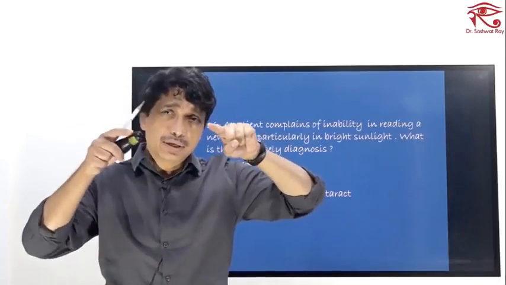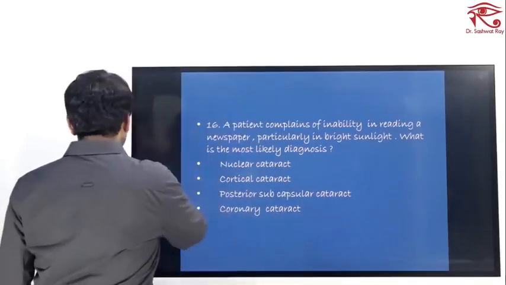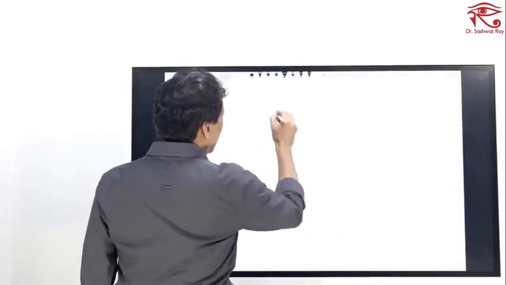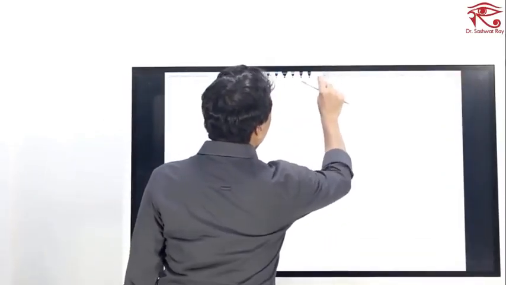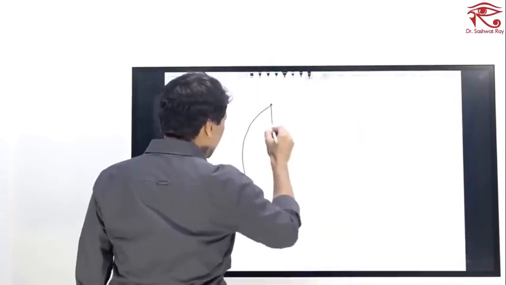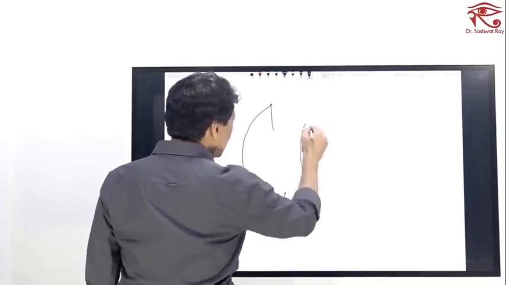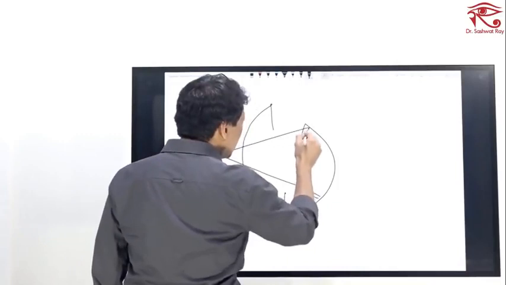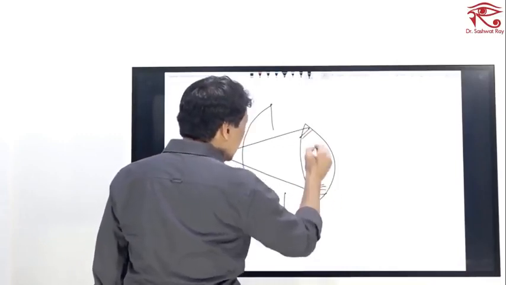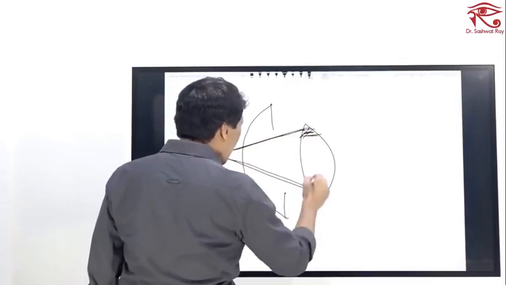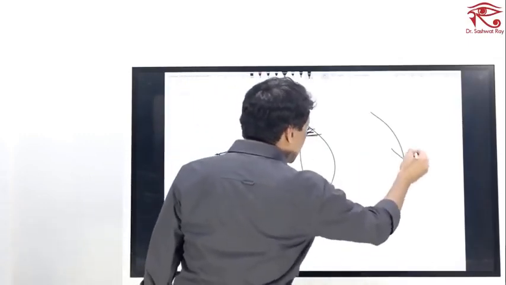It uncovers the cortical cataract. The cataract is present in the periphery. Remember the cortical cataract. See what happens at night time in a cortical cataract. At night, the pupil dilates, so the rays can go to the periphery, but in the periphery the cortical cataracts are present, so they get blocked, and the patient is not able to see at night time.